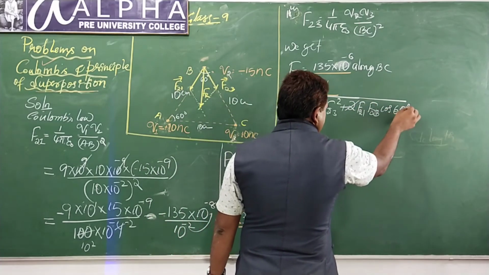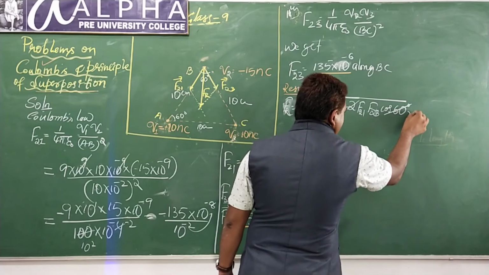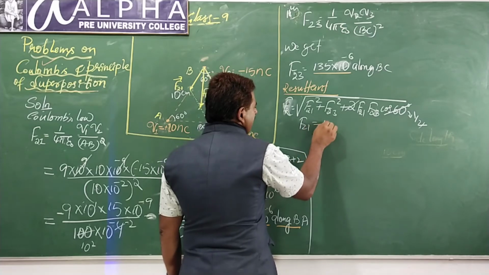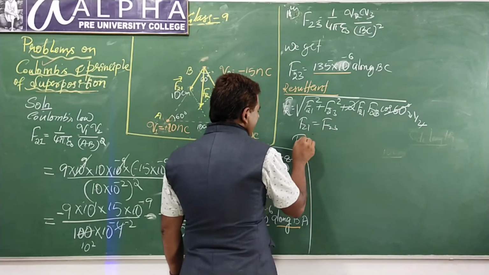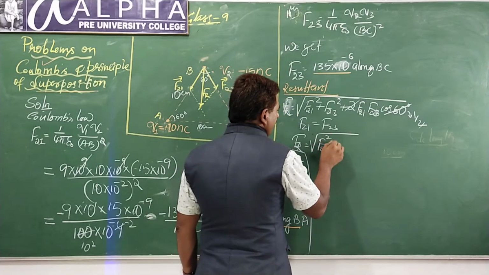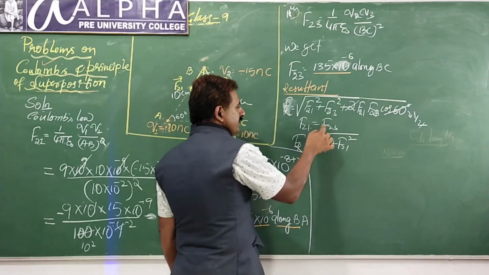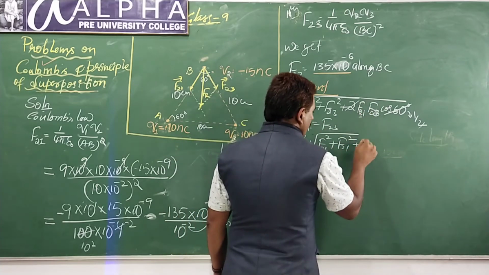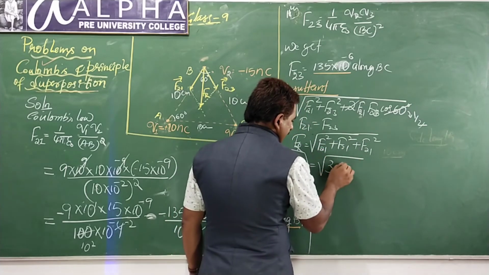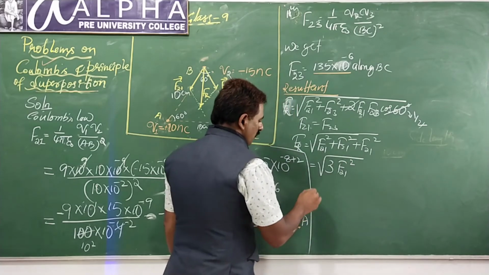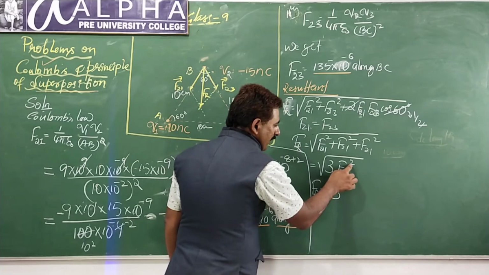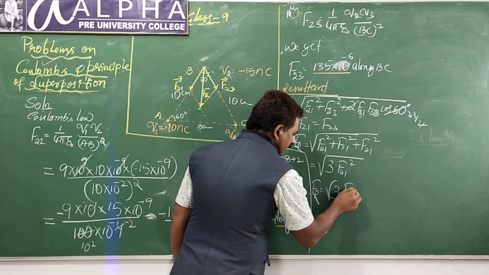Since 2 cancels with cos 60, why? Because cos 60 is 1 by 2, 2 cancels. And F21 is equal to F23. That's why, what is your FR? FR equals root of, again same story, no change, F21 square, F21 square again. Why? Because F23 is F21. You have 3 terms, they are 3 times F21 square. So what is the final value? Final value is root 3 times, as it is squared, comes outside root, becomes F21.